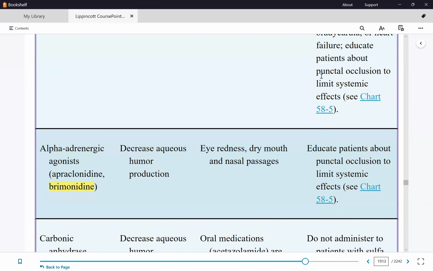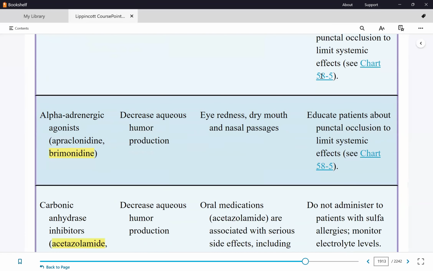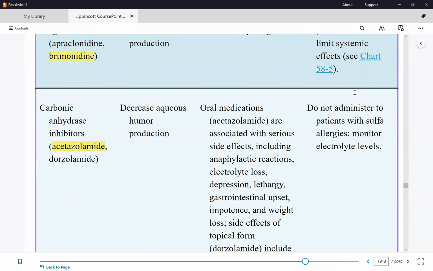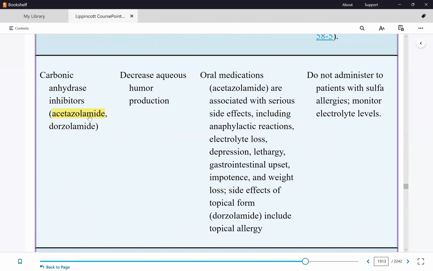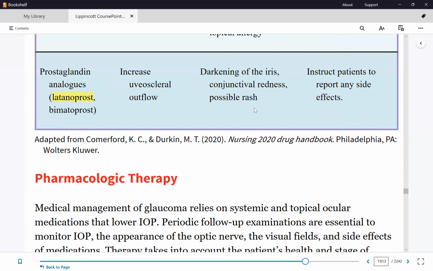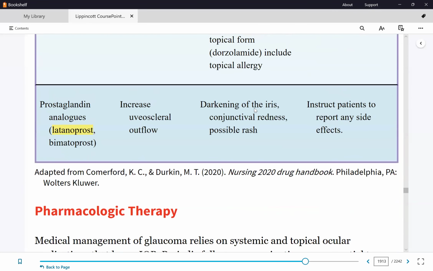And we've got, next drug is brimonidine. Next, acetazolamide. This is a diuretic. Then finally, you have latanoprost. And that's it. Take note of the details, especially on the third and fourth columns.